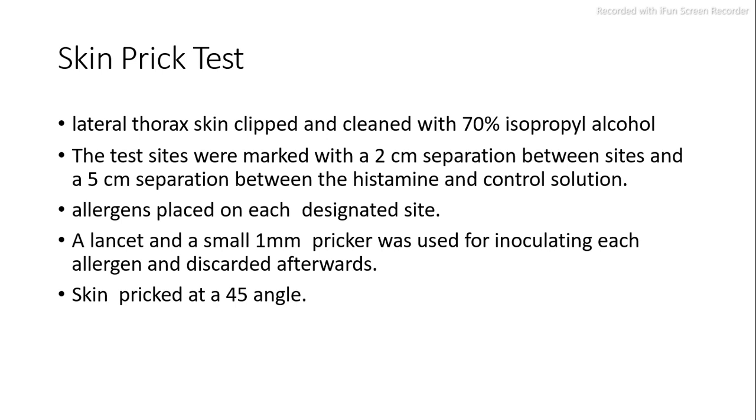Skin prick test. Lateral thorax skin clipped and cleaned with 70% isopropyl alcohol. The test sites were marked with a 2 cm separation between sites and a 5 cm separation between the histamine and control solution. Allergens placed on each designated site. A lancet and a small 1 mm pricker was used for inoculating each allergen and discarded afterwards. Skin pricked at a 45 degree angle.